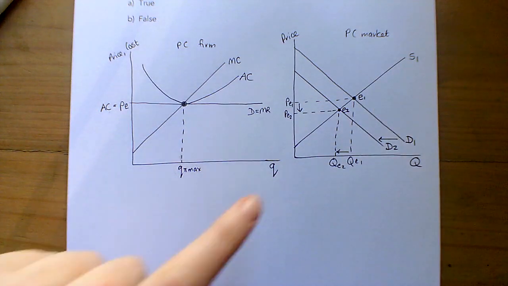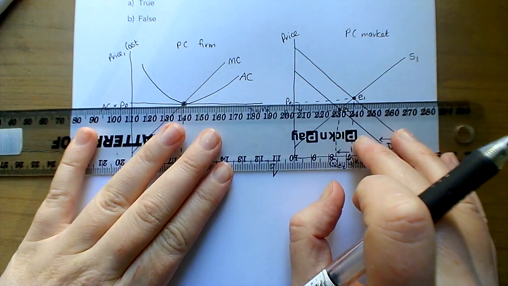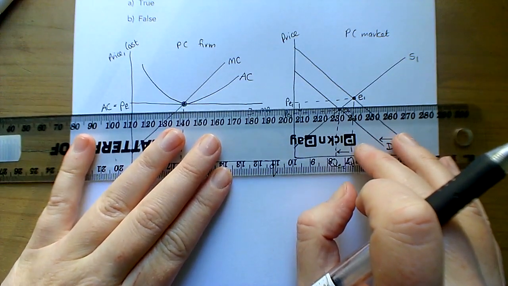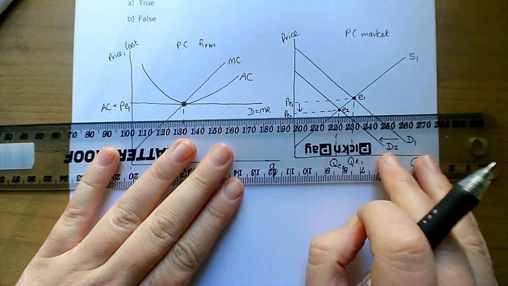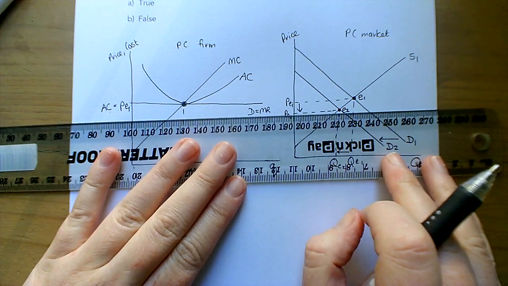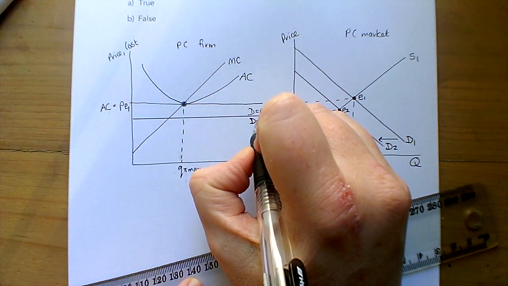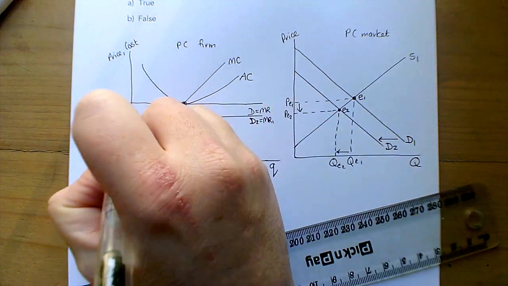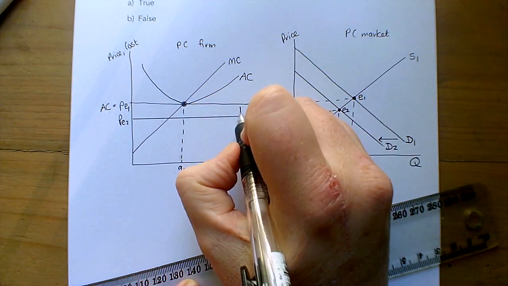And you'll see now why this is a short run is because now the firm can no longer charge this price 1, so the equilibrium price 1. It has to take the market price as given. And so its demand and marginal revenue curve are going to shift down to be at this new equilibrium price.